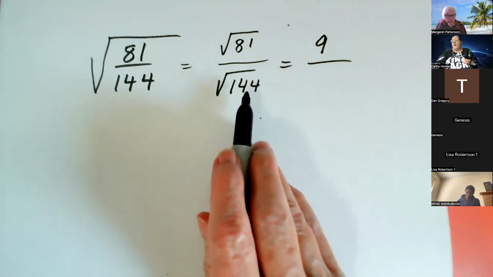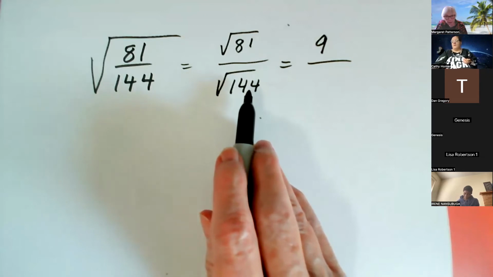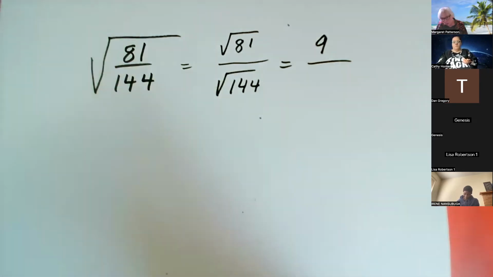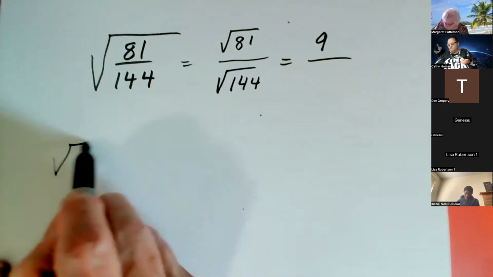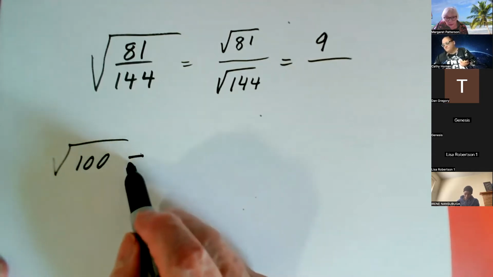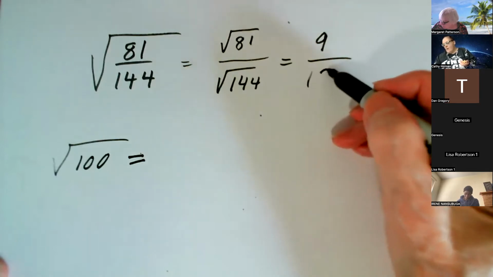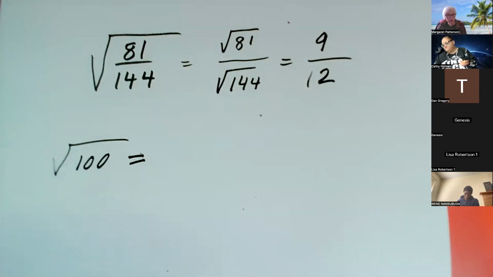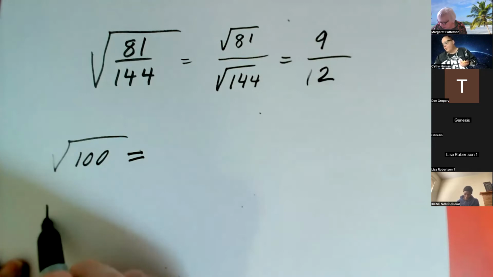Even though it's over 100, does anybody know what it is? What times what is 144? 12. It's not 10, it's 12. I think she said 12. Oh, did you say 12? I didn't hear it. Yes, 12. It is 12. And so this is the thing.